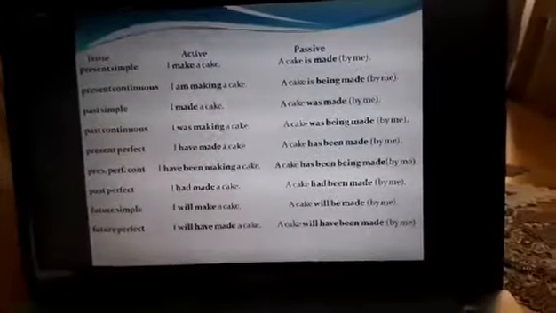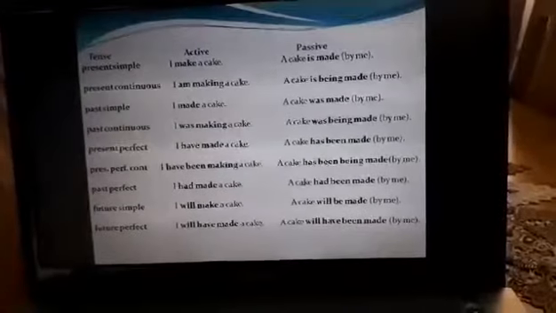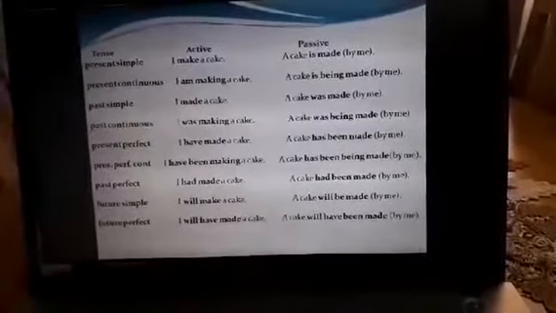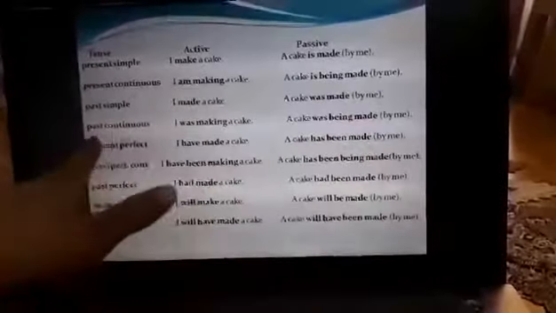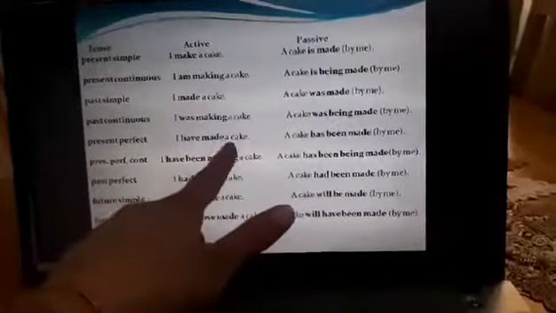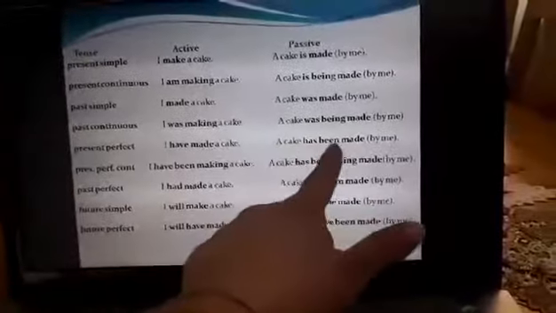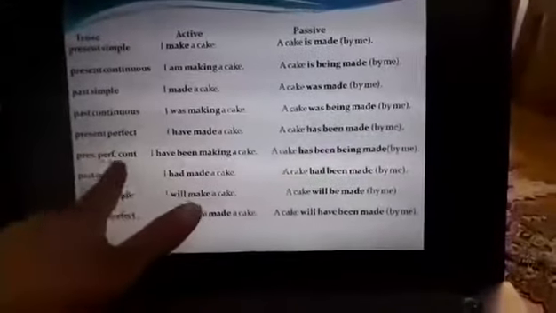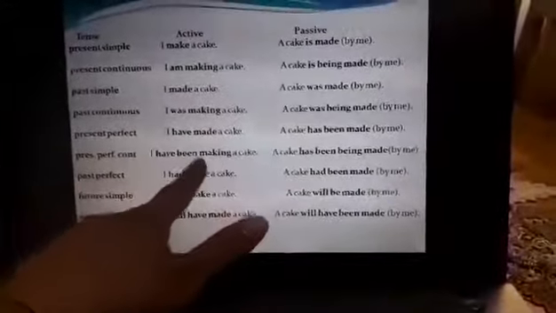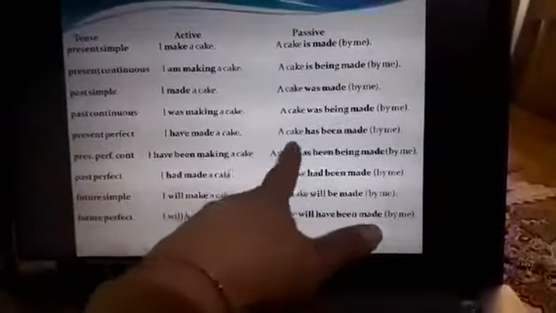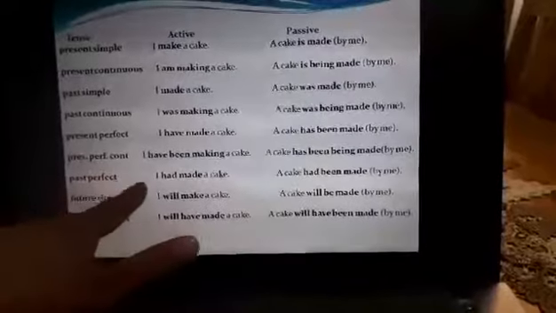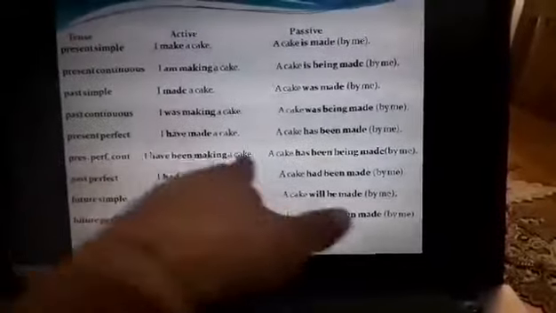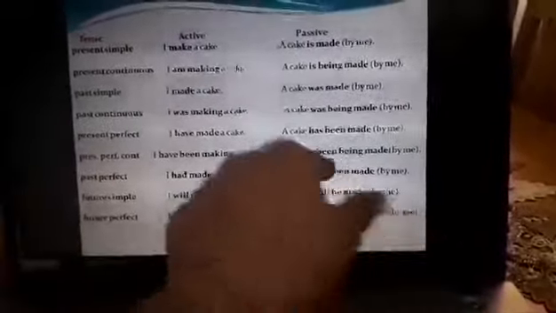A cake was made. Past continuous. I was making a cake. A cake was being made. Be careful with this. Present perfect. I have made a cake. A cake has been made. Present perfect continuous. I have been making a cake. A cake has been made. Past perfect. I had made a cake. A cake had been made.